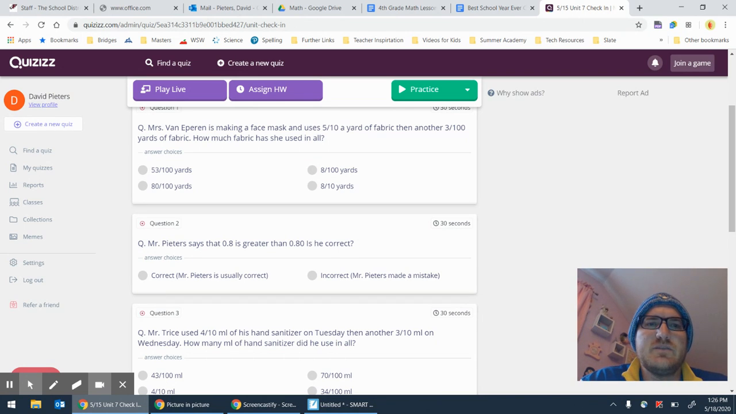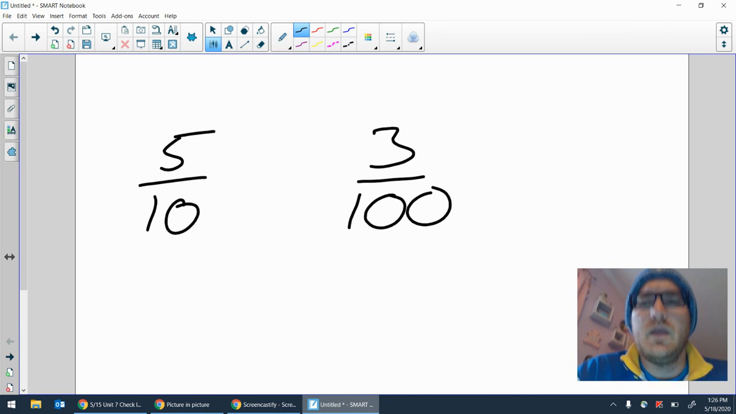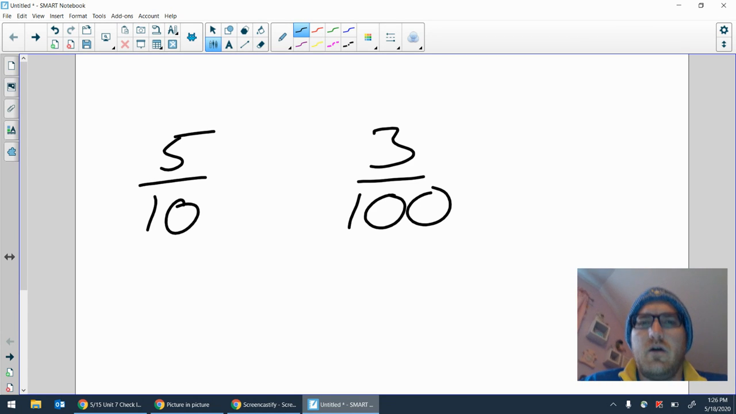So Mrs. Van Epperen is making a face mask and uses 5/10 of a yard of fabric and another 3/100 yards of fabric. How much fabric has she used in all? So if you notice, I have our two fractions in here. We have 5/10 and then we have 3/100. So we are using the fabric. We're trying to figure out how much she used in all.